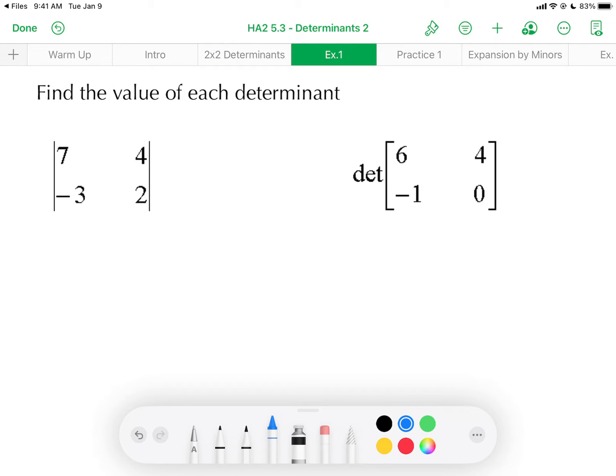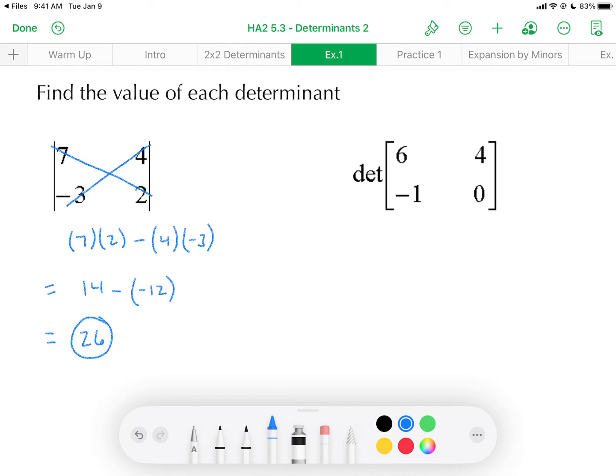All right, so example 1, find the value of each determinant. 7 times 2 subtracted by 4 times negative 3. That's going to be 14 subtracted by negative 12, which is 26. That is my determinant. Notice I'm doing similar calculations to matrix multiplication, but the one difference is there's subtraction here rather than addition.